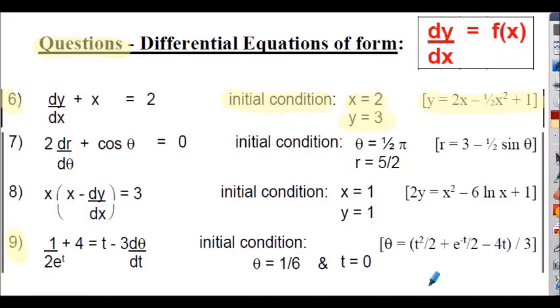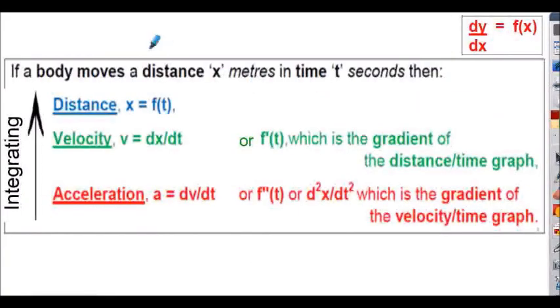We're now going to consider some contextualized questions that relate to the relationships between distance, velocity and acceleration. You know from previous work that differentiating distance with respect to time produces velocity, and differentiating velocity with respect to time produces acceleration. So therefore integrating acceleration with respect to t will determine velocity, and integrating velocity with respect to t will determine distance as a function of t. We need to be aware of those relationships when we consider the following questions.